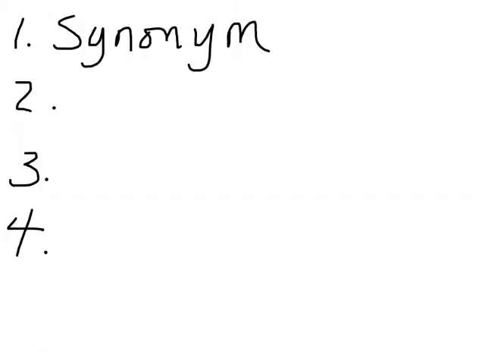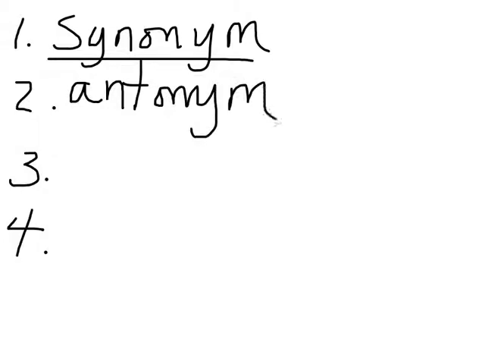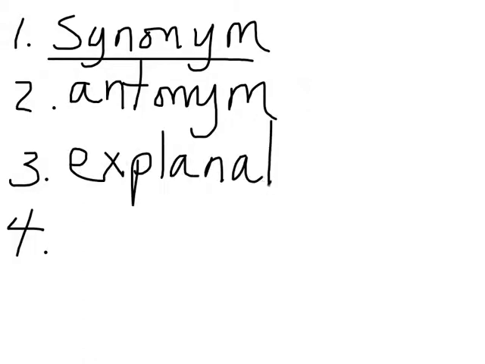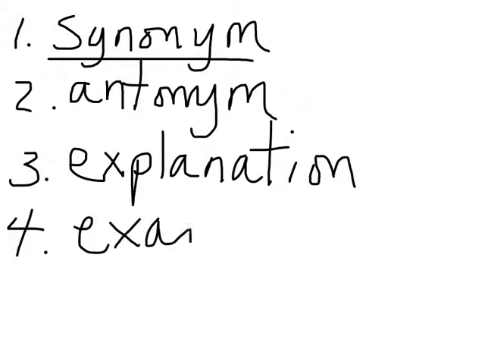Okay, let's review. What are the 4 specific strategies to use when trying to determine the meaning of unfamiliar words using context clues? Synonyms. What's number 2? Antonyms. Number 3, using explanations. And number 4, examples. Good. Let's get some practice.